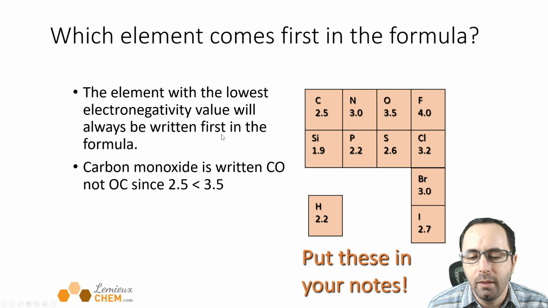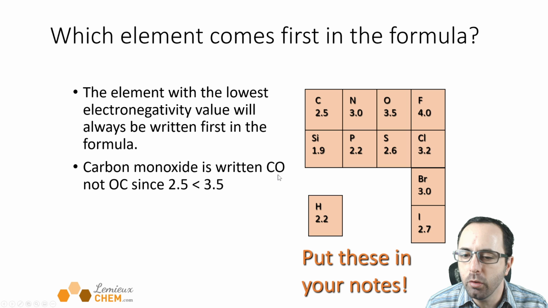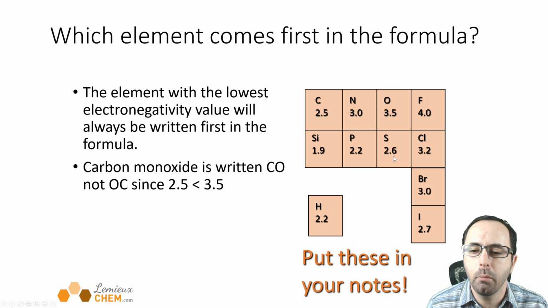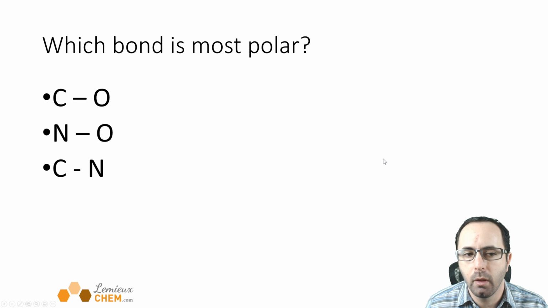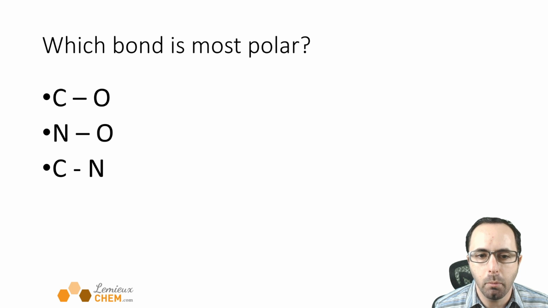So when we're writing formulas, remember when we saw this one before, we always write the formula with the atom with the lower electronegativity first and the higher electronegativity second. But also, what we really use these electronegativities for is to determine the polarity of bonds. And so we're going to take these values, compare them for two atoms that are bonded, and figure out if a bond is polar or not. So for example, we look at these bonds here. Which bond is the most polar?